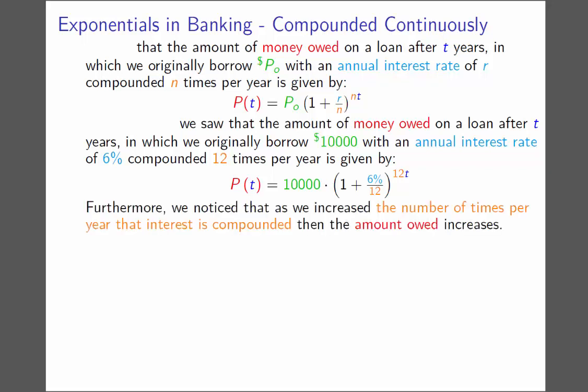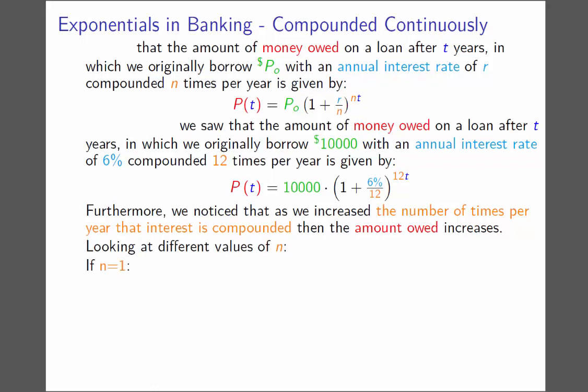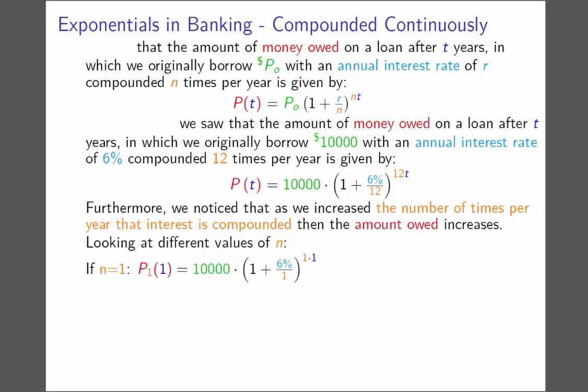Furthermore, we noticed that as we increase the number of times per year that interest is compounded, the amount owed increased as well. Looking at different values of n, we started with n equals 1, compounding one time at the end of each year. Here, the amount owed after 1 year was given by 10,000 times (1 plus 6% over 1) to the 1 times 1, which came to $10,600.